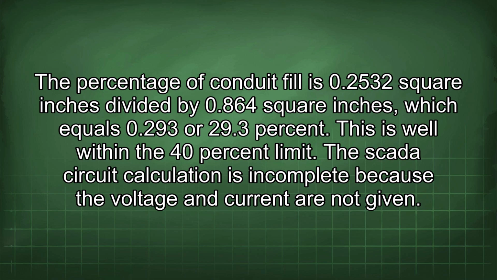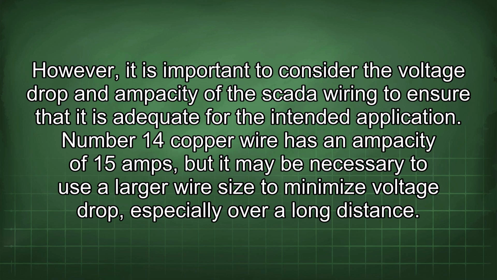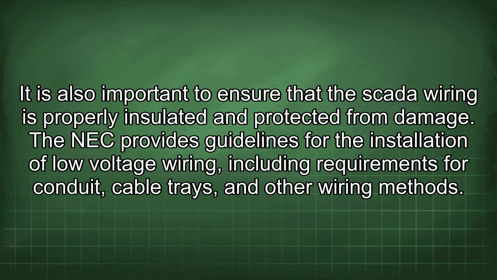The SCADA circuit calculation is incomplete because the voltage and current are not given. However, it is important to consider the voltage drop and ampacity of the SCADA wiring to ensure that it is adequate for the intended application. Number 14 copper wire has an ampacity of 15 amps, but it may be necessary to use a larger wire size to minimize voltage drop, especially over a long distance. It is also important to ensure that the SCADA wiring is properly insulated and protected from damage. The NEC provides guidelines for the installation of low-voltage wiring, including requirements for conduit, cable trays, and other wiring methods.